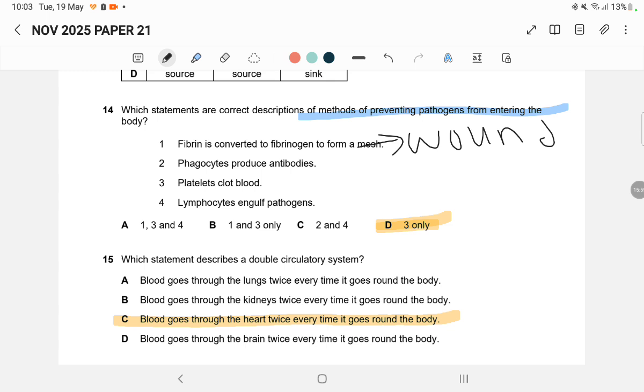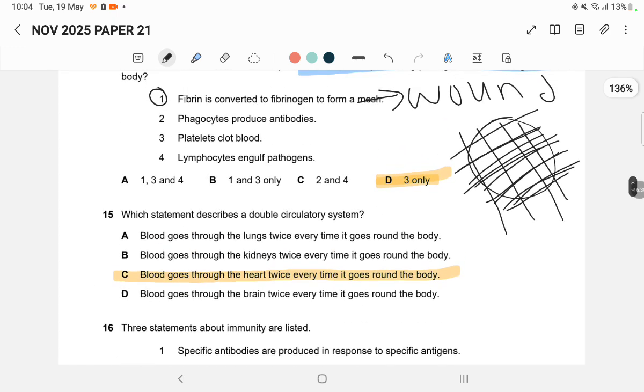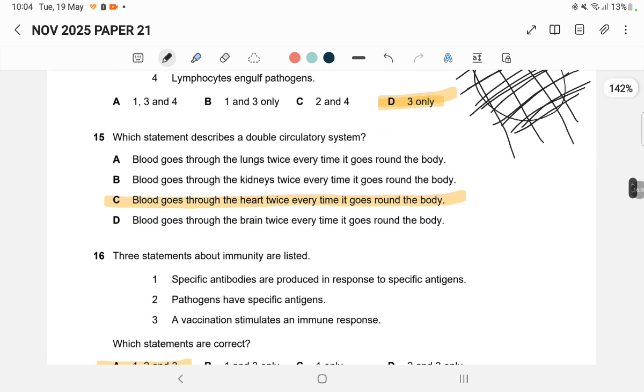So for example, if I have here a skin, and it has been torn, what the platelets will do is provide a covering for it to prevent the pathogens from entering. So platelets clot the blood is the only option which is truly correct. The other one is true in that it relates to platelets, but it's not asking for the way it is being formed. It's telling you what is being formed, not how. So basically 3 will be correct, and 2 and 4 are things which occur inside the body, not preventing pathogens from entering the body.